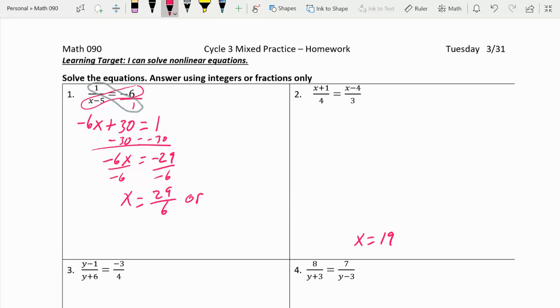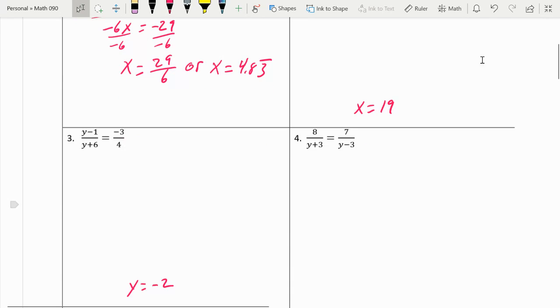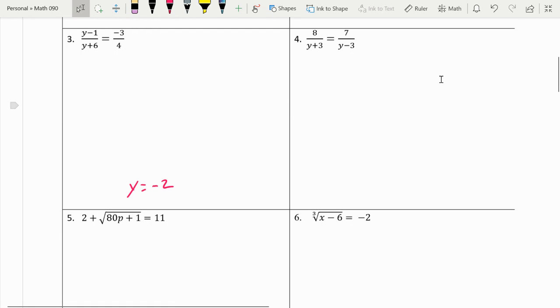Or for you guys that absolutely hate fractions, x is approximately equal to, well, not in this case, it was actually an exact answer, 4.83, and that 3 is repeating. All right, so you got the answer for 2 and 3.